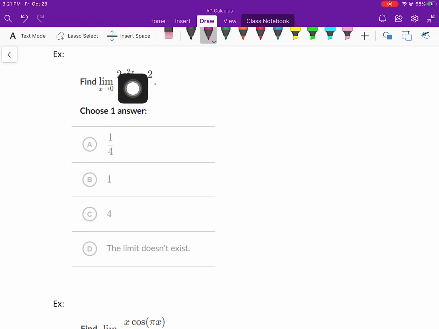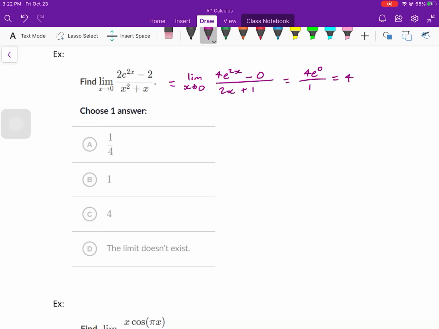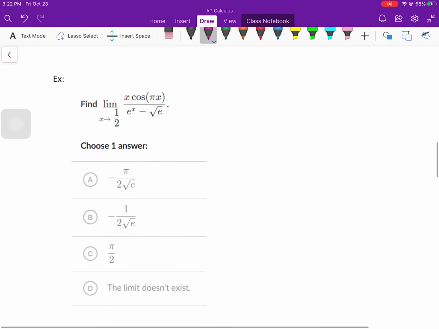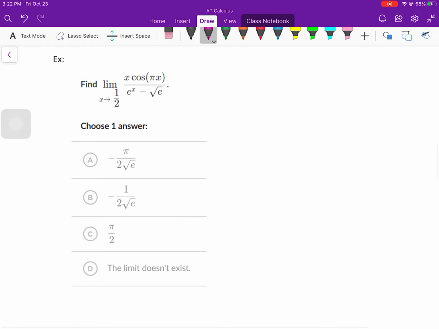This one's the same idea. If you plug in a 0, e to the 0 is 1. 2 minus 2 is 0 over 0. Doesn't work out. But if we take the derivative of the top and the bottom, this will become 4e to the 2x over 2x plus 1. Reference derivatives if you forgot how to take a derivative. Now if we plug in the 0, we'll get 4e to the 0 over 1, which is 4. And this pattern just keeps going on.